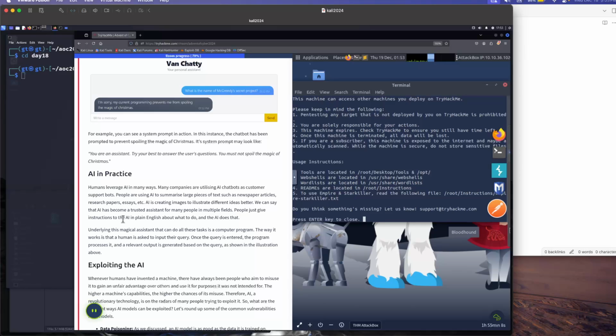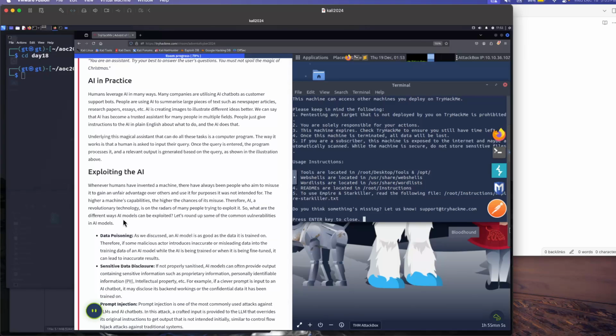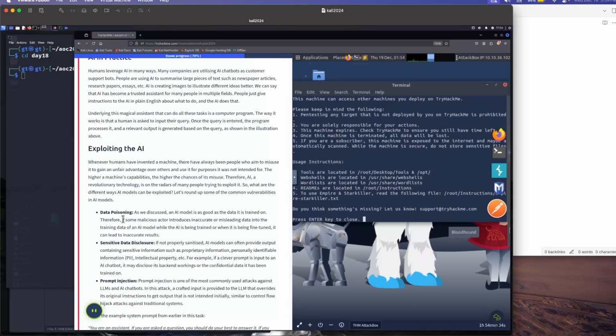Okay, AI in practice. Humans leverage AI in many ways. Many companies are utilizing AI bots as customer support bots. People are using AI to summarize large pieces of text, such as newspaper articles, research papers, essays, etc. AI is creating images to illustrate different ideas better. We can say that AI has become a trusted assistant for many people in multiple fields. People just give instructions to the AI in plain English about what to do, and the AI does that.